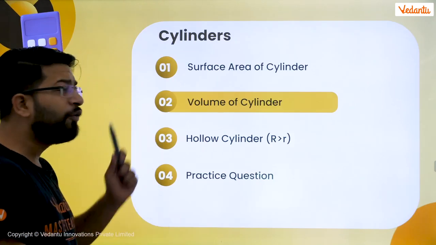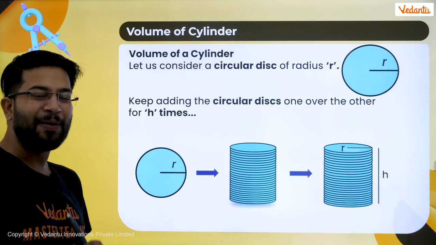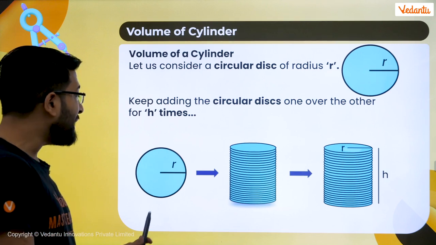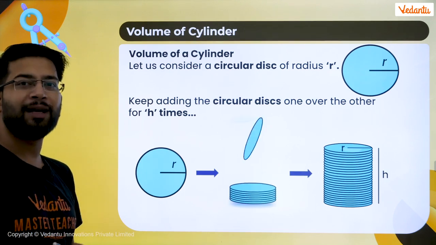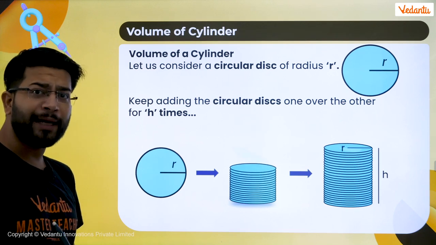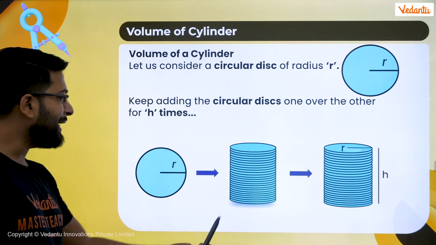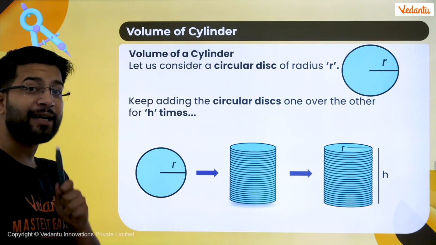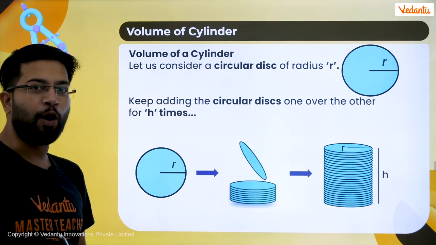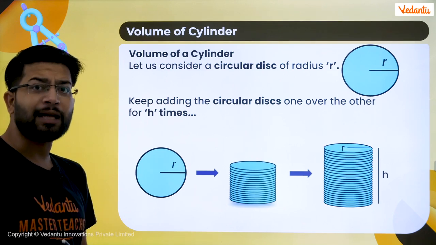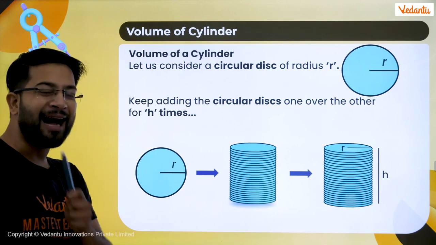Now let's talk about the volume of the cylinder. So champ, let's consider a circular disc of radius r. Now champ, if I put different discs one over another, and how many discs are we putting? We are putting 8 such discs of radius r. So we can see in the final figure, we are getting a cylinder. That means if we add h number of circular discs of radius r, we will get a cylinder of radius r and height h.